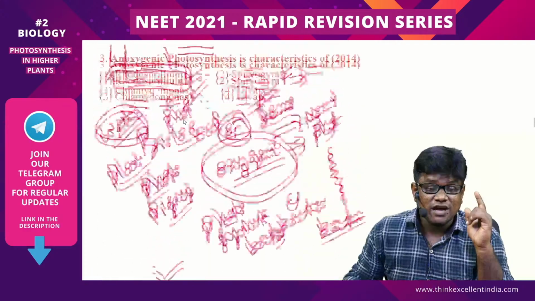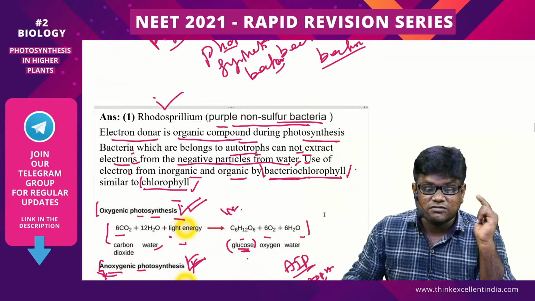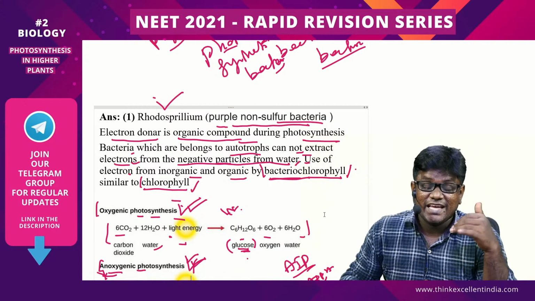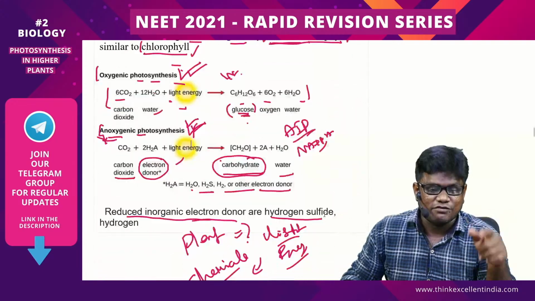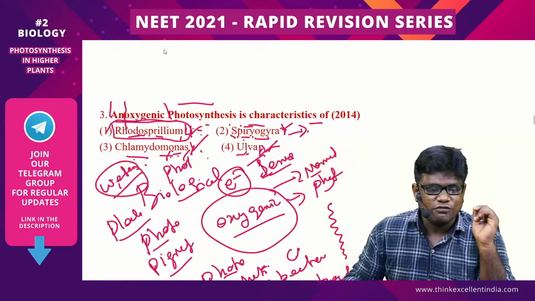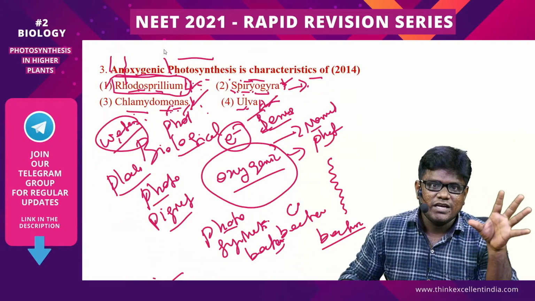It only occurs in types of organisms which cannot extract the electrons from the negative particles of the water. If they can extract, they can do the normal type of photosynthesis process, that is oxygenic photosynthesis. Okay, is it clear? So the photosynthesis process involves these types, and it differs from species to species.